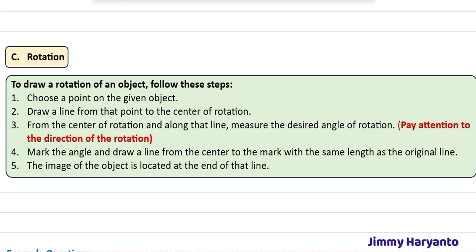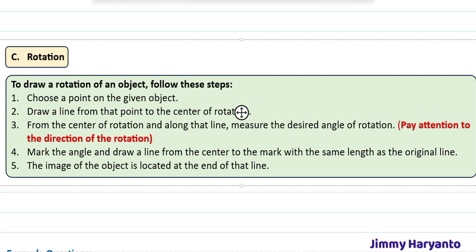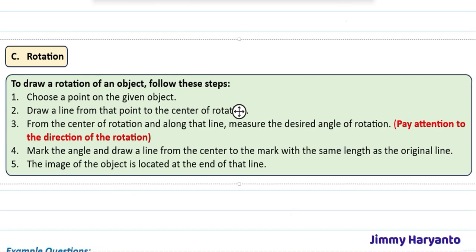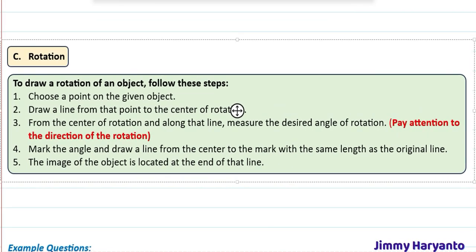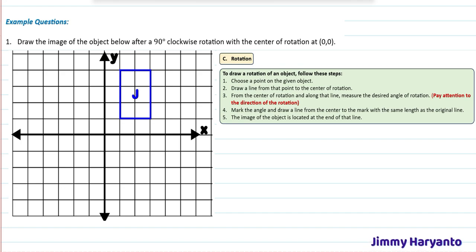Step 4, mark the angle and then draw a line from the center to the mark with the same length as the original line, and then the image of the object is located at the end of the line. Okay, it's a little bit complicated. I will explain these steps later in the example question. Okay, let's try this one.